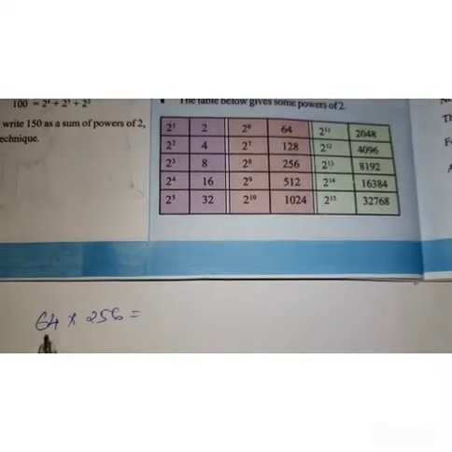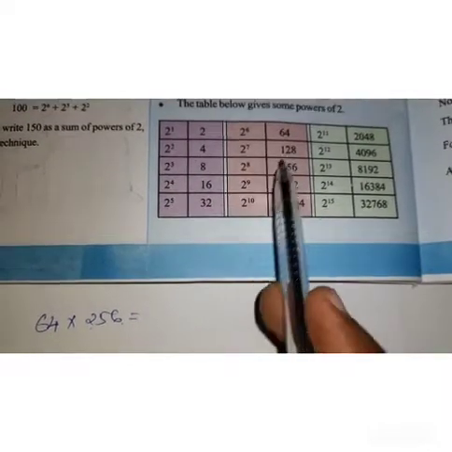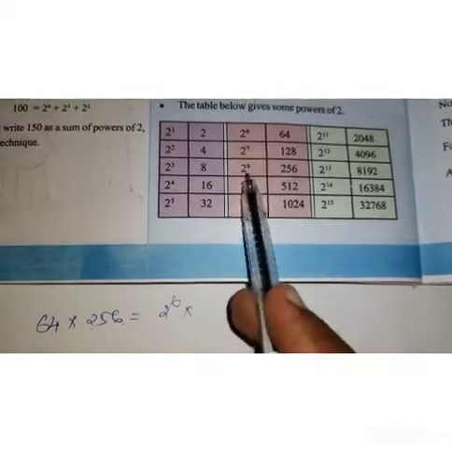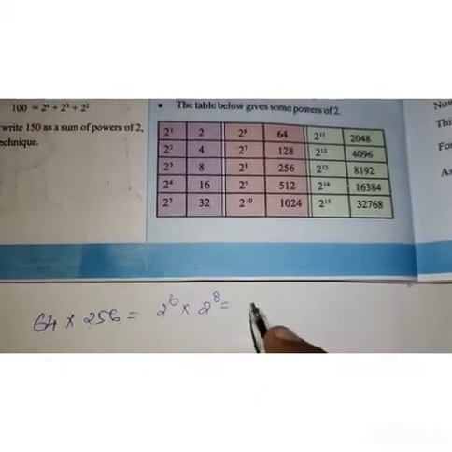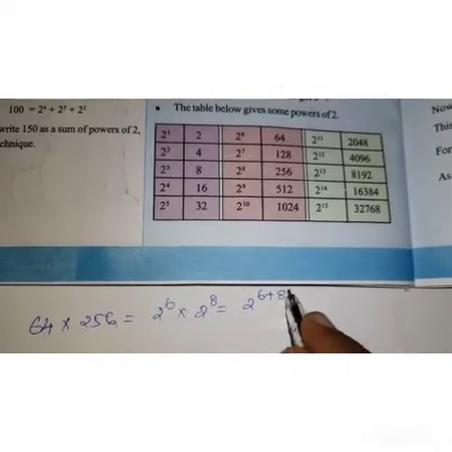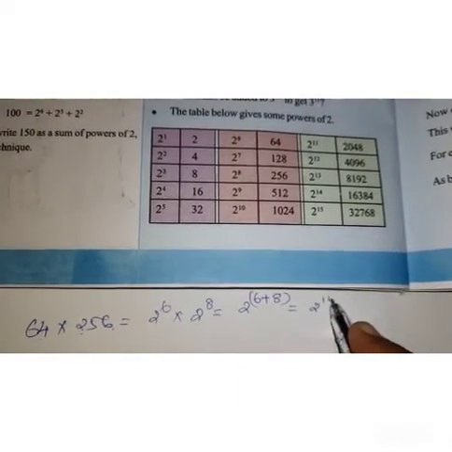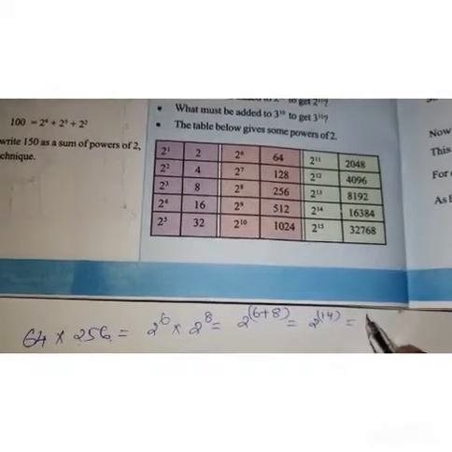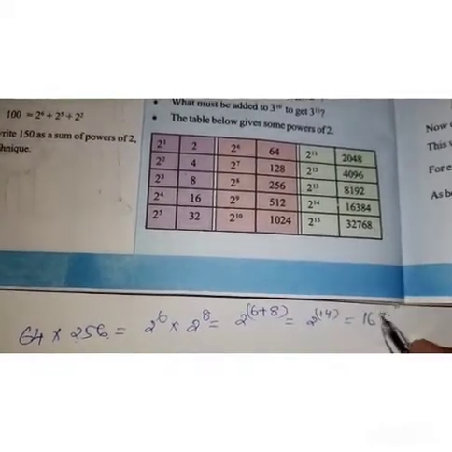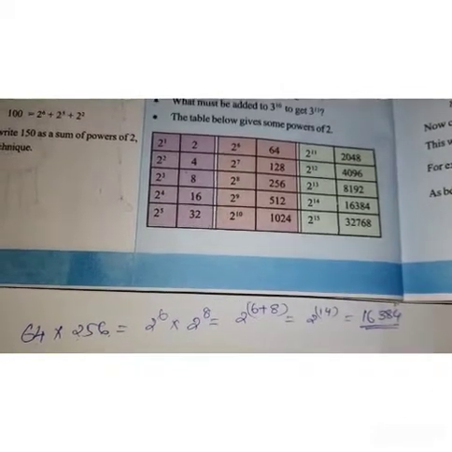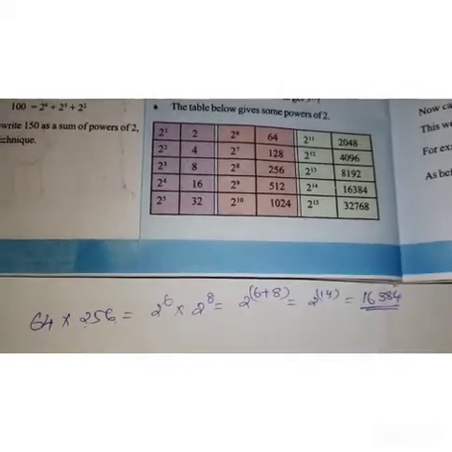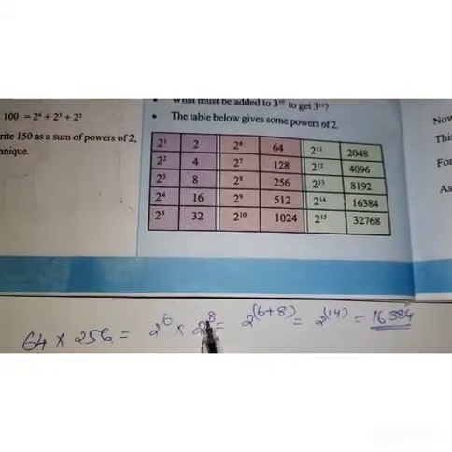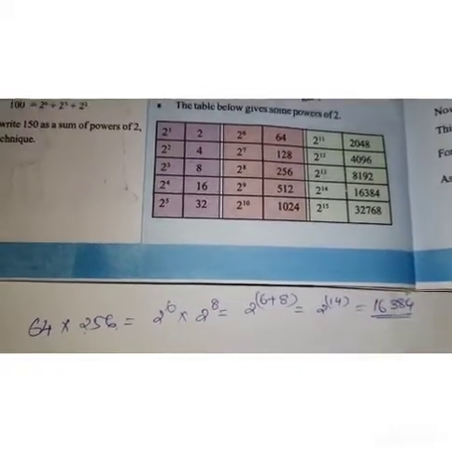Next question, 64 into 256. 64 is 2 raised to 6 and 256 is 2 raised to 8. So 2 raised to 6 plus 8. How much is that? 2 raised to 14. What is 2 raised to 14? 16384. That is the value of 2 raised to 14. So with the same base, the powers are added. You will get the answer.